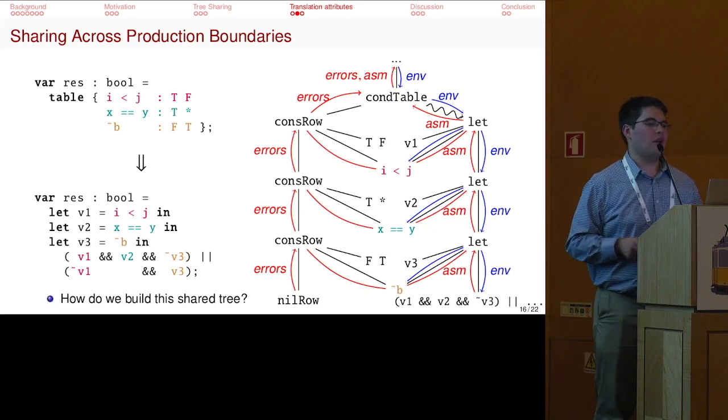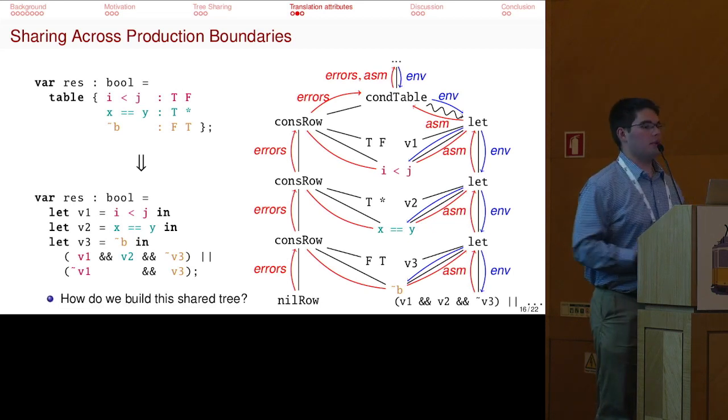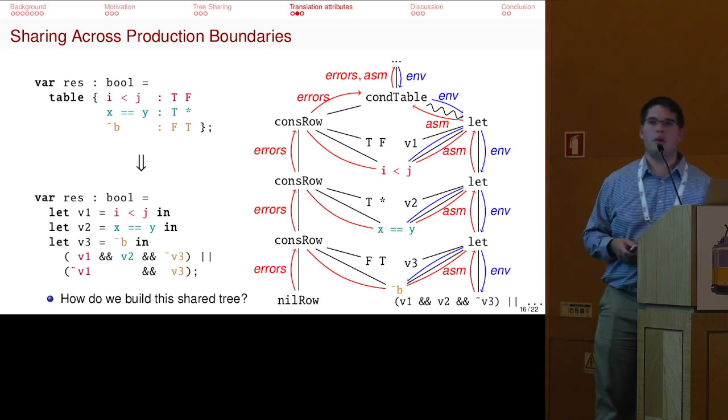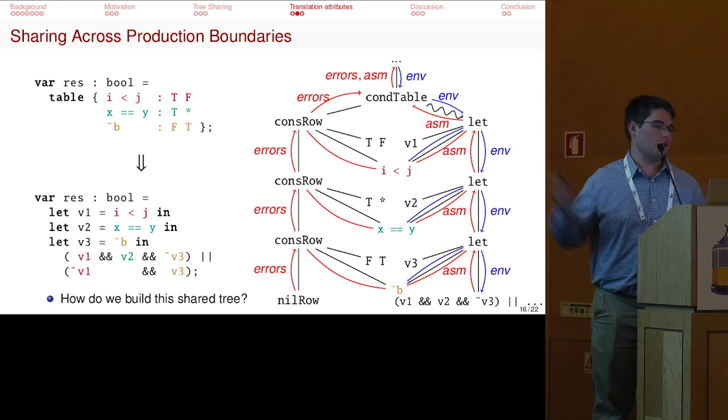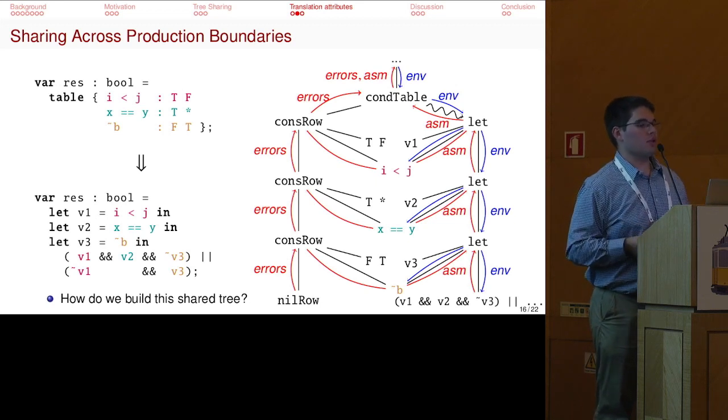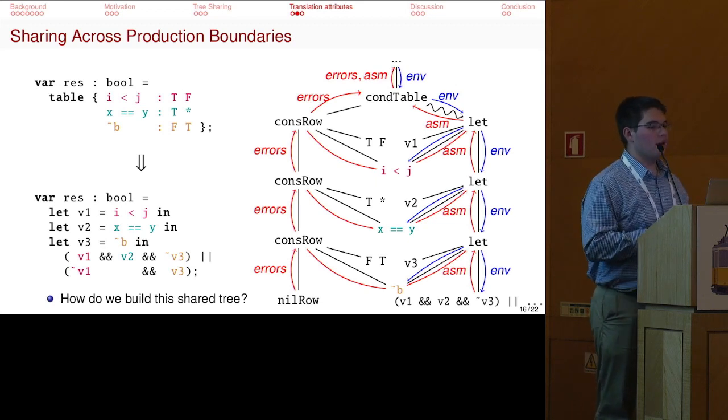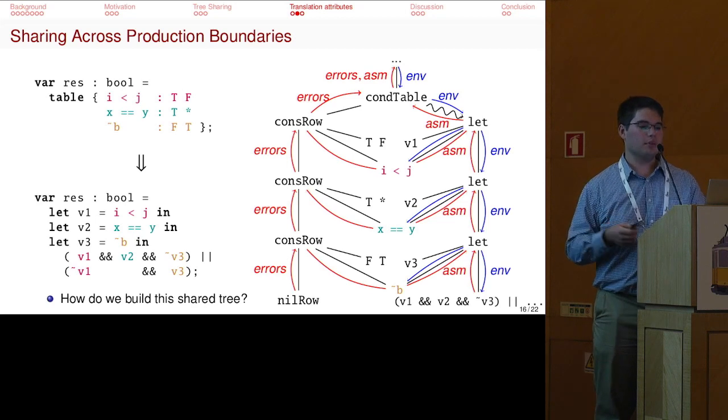And the challenge now is how do we actually construct a forwards tree with this pattern of sharing? Since the row expressions aren't direct children of the condition table production that's forwarding to this translation, we somehow need a way to share trees that were decorated in one production and use them in the forward of another production.